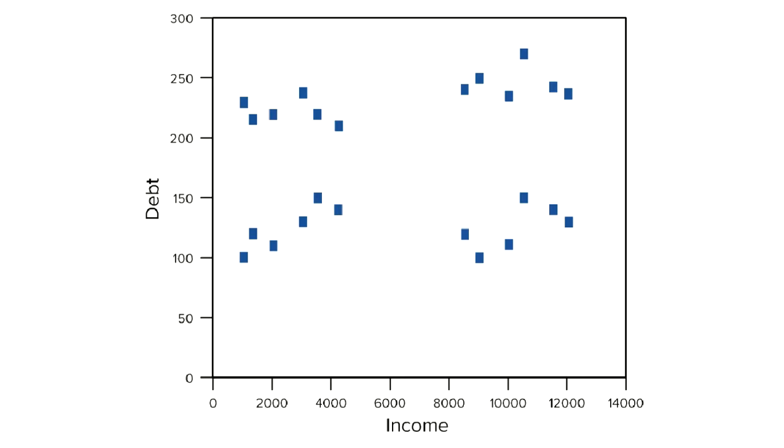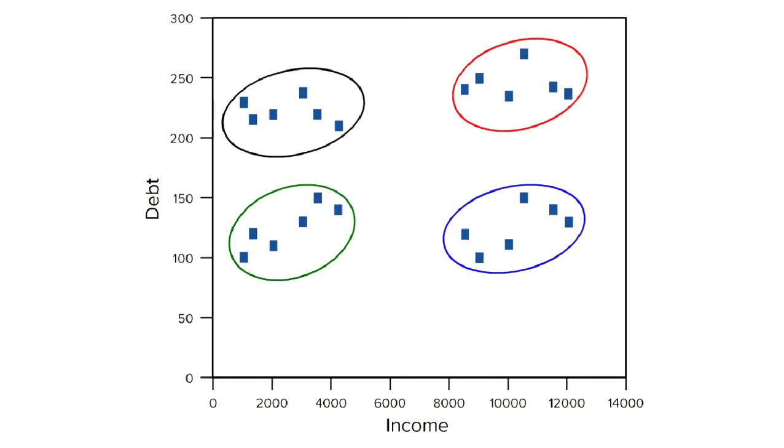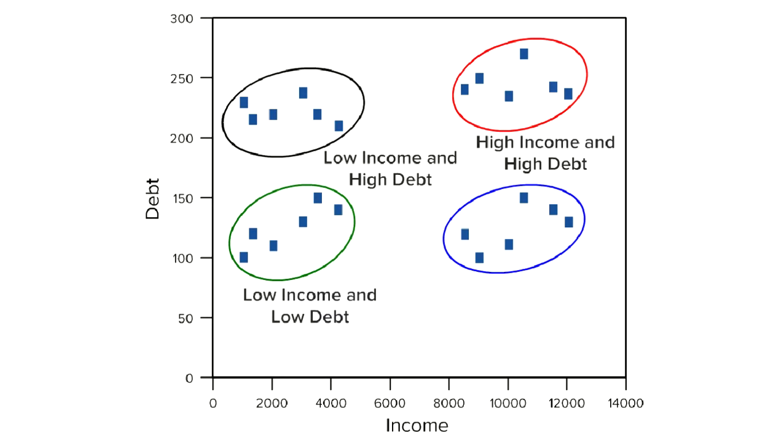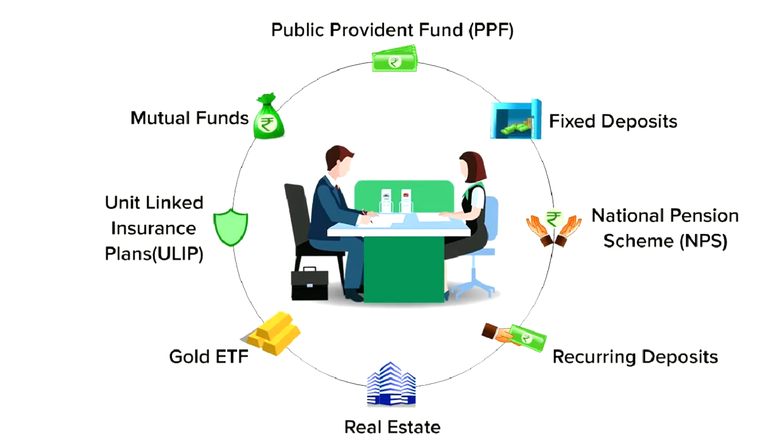Here, you can clearly visualize that these customers can be segmented into four different clusters. Black cluster represents low income and high debt segment. Red cluster represents the high income and high debt segment. Green cluster represents the low income and low debt segment. Blue cluster represents the high income and low debt segment. This is how clustering helps to create clusters from the data. Banks can further use these clusters to make strategies or introduce some new schemes depending upon the clusters.